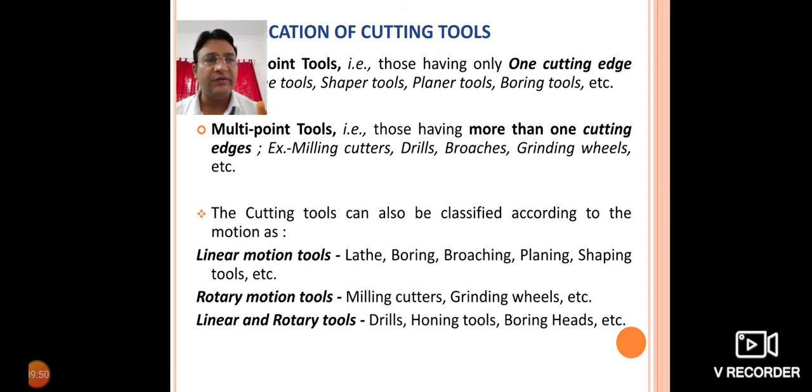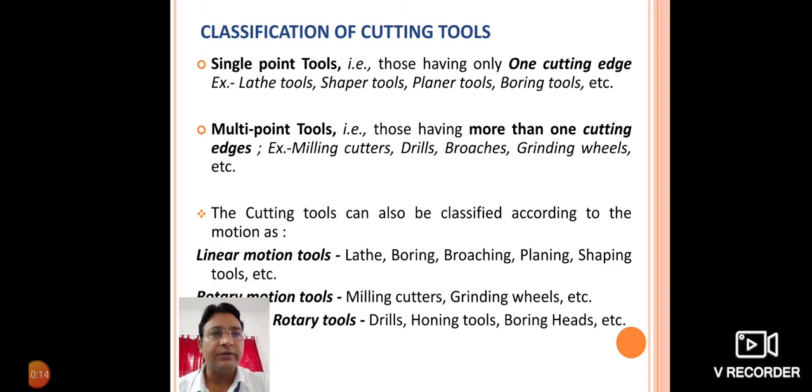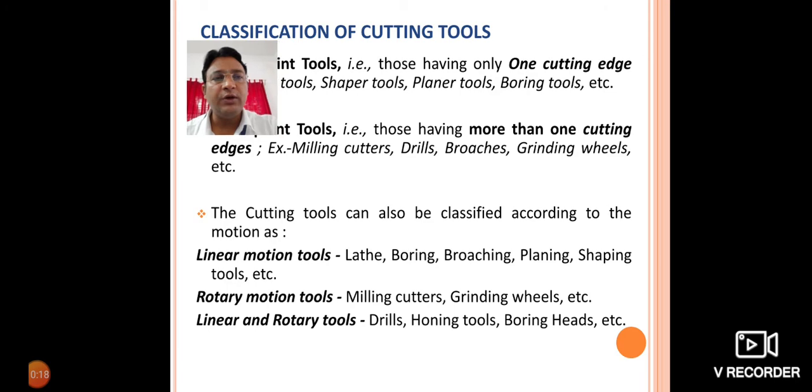So basically the classification of cutting tools is either single point, multi-point, linear motion, rotary motion, and then a combination of both. Rotary motion means milling cutter. You can see the milling cutter is rotating, the grinding wheel is rotating. Then a combination of linear and rotary means drills, boring, honing tools. Honing means the tools which are used for producing gears. We will again see them in detail. So these are the different kinds of classification of cutting tools: single point, multi-point, linear motion, rotary motion, and linear and rotary tools.